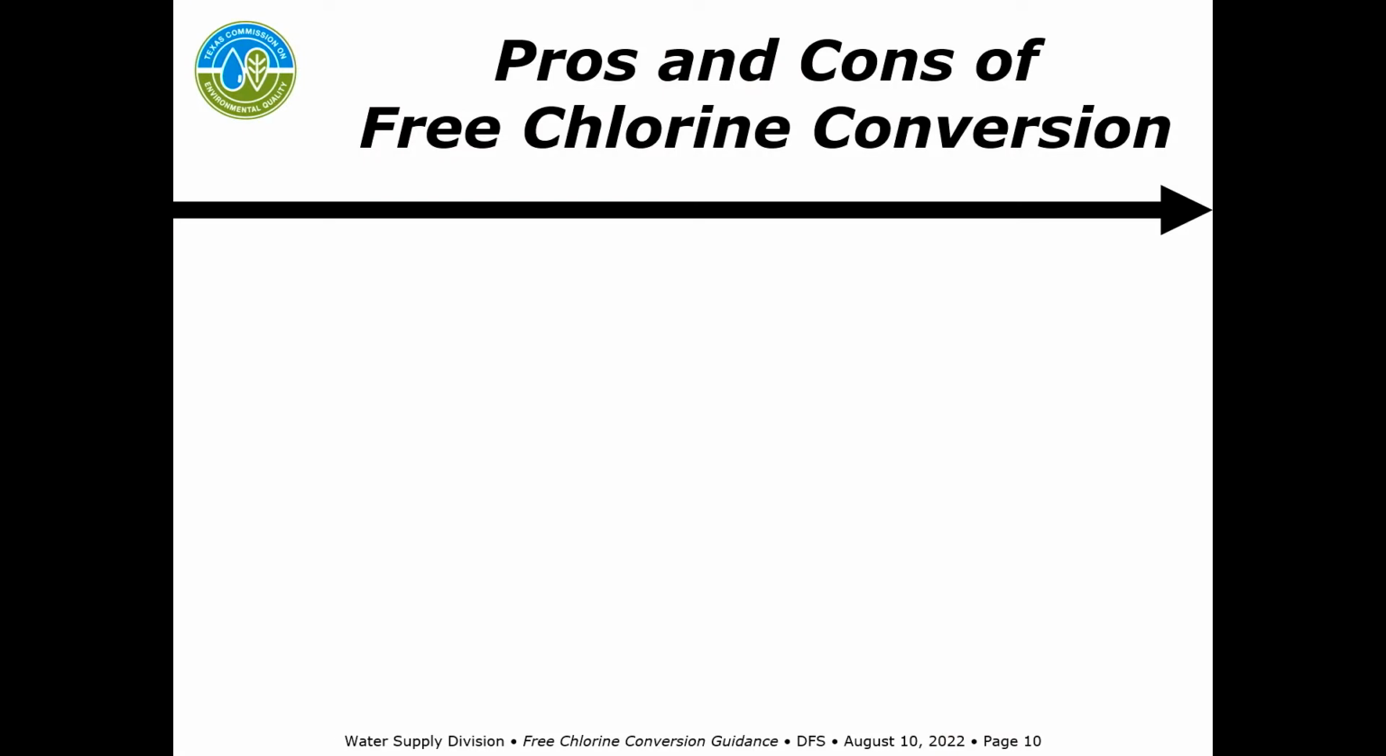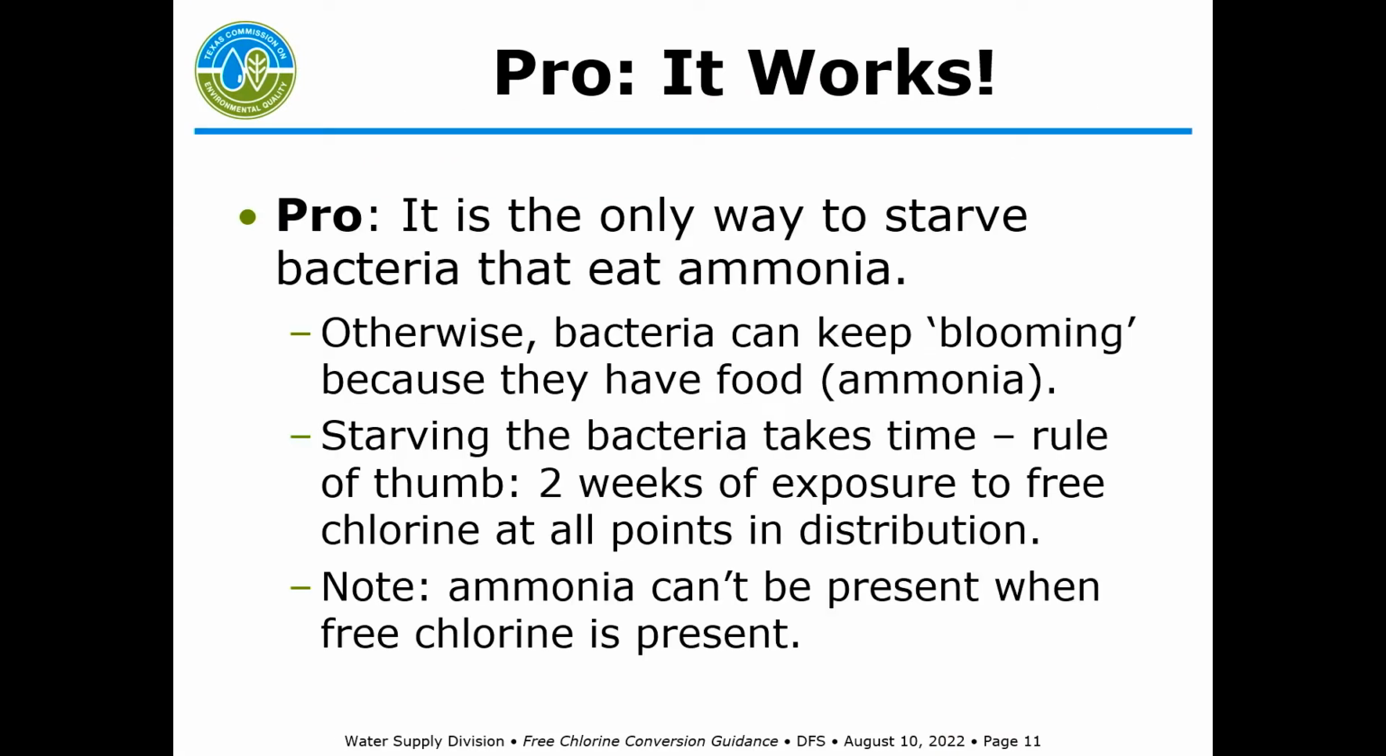But if you do need to stop the nitrification completely for a short period of time, you have to get rid of the ammonia from the distribution system. All right, so we'll go through some pros and cons of free chlorine conversions. It actually works. It is the only way to starve bacteria that eat ammonia. The free chlorine is not directly killing the bacteria. The residuals aren't high enough, but it's taking away their food source. So think of it that way.